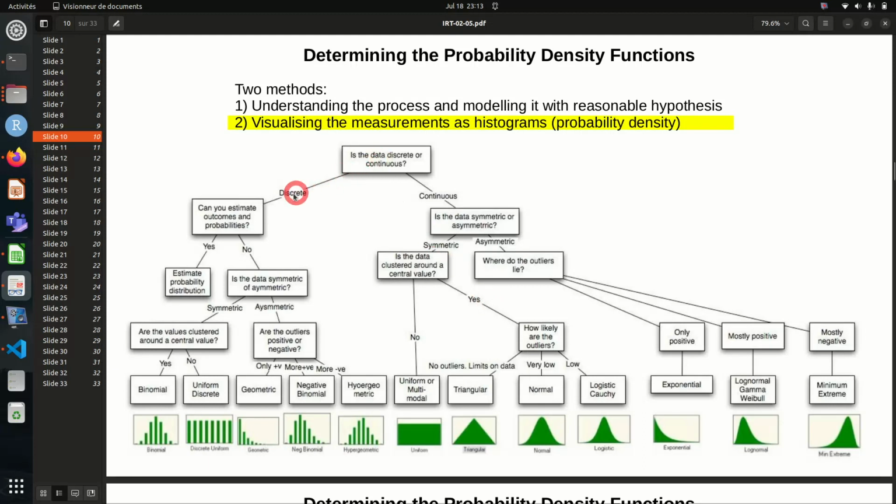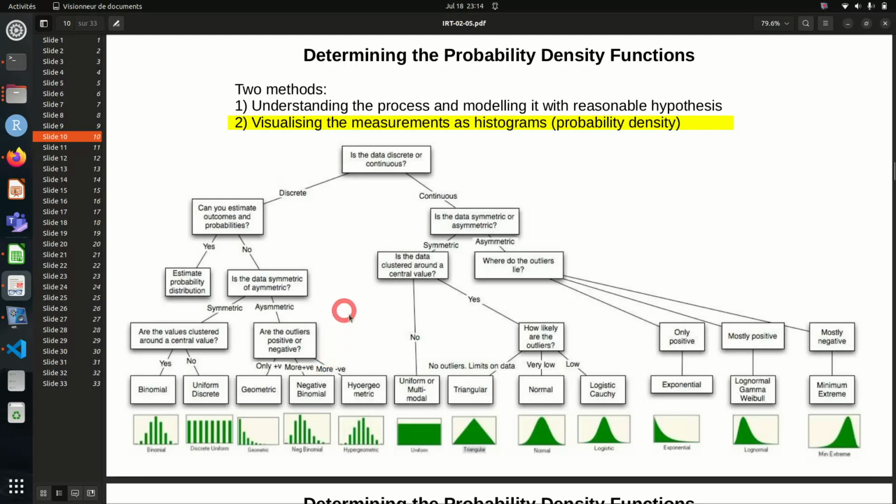And then this tree of decision is going to help you know somehow what the PDF is. So it's not going to tell you the truth. It's just going to give you an idea, a direction.